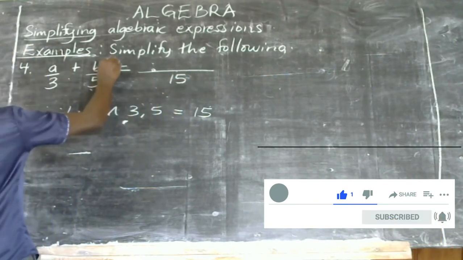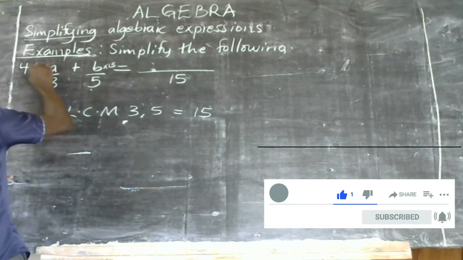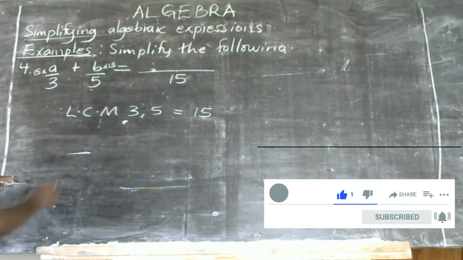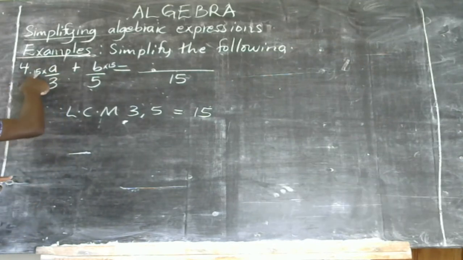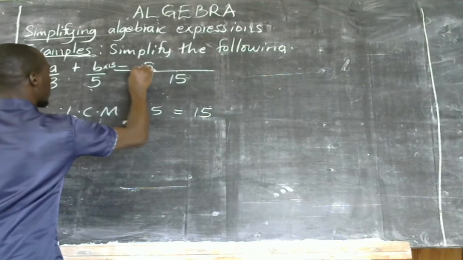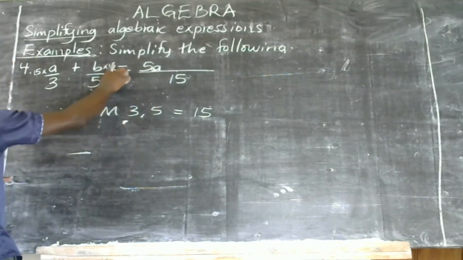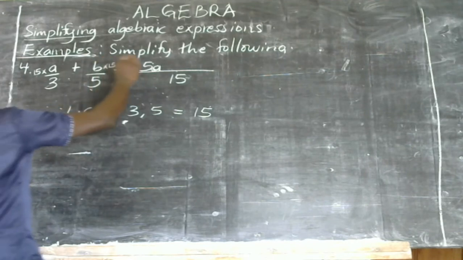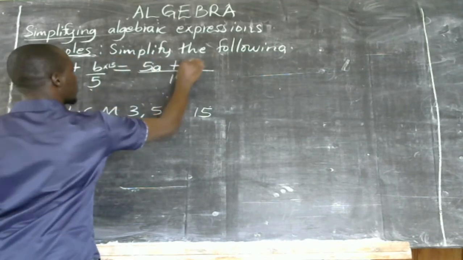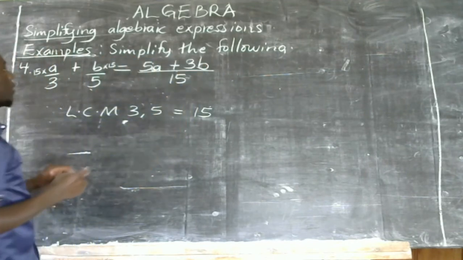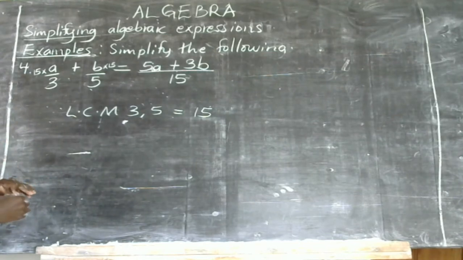Then I come back here, I multiply it there, then I multiply it also there. So the 3 goes into 15 5 times. So here I'm going to be having 5a. Then here I have a 3 now times the b to get the 3b. So as simple as that, I've simplified that algebraic expression.